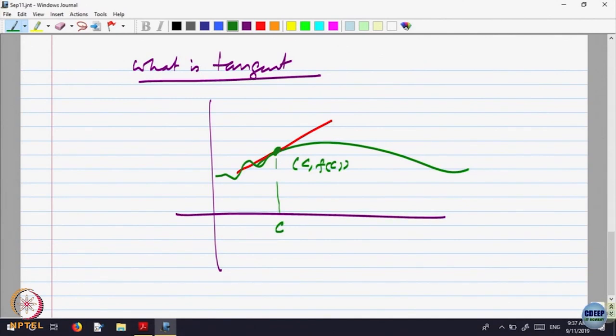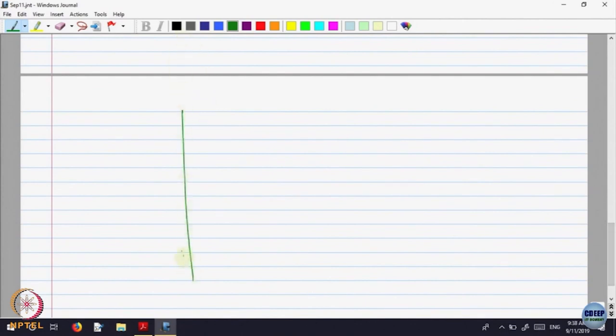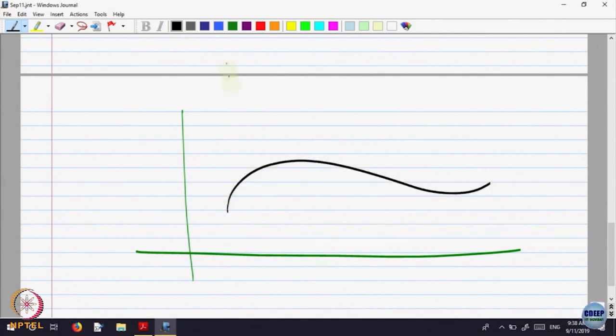So, to do that, let us look slightly more carefully. So, here is the point C. So, this point is f of C. All right. Now, at that point, we want to say that the line is a line which touches the curve only at that point. So, let us call that point P, if you like. Now, to capture that idea, let us take a nearby point and let us take the line joining these two. Obviously, this line is meeting at two points, right? It is not meeting at one point.